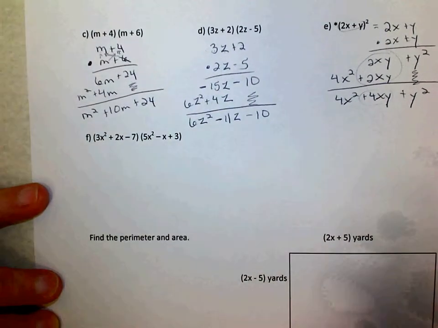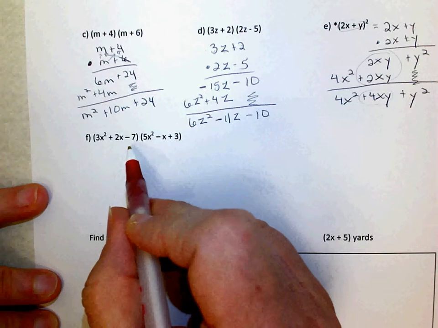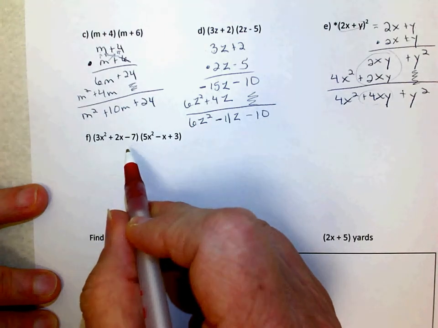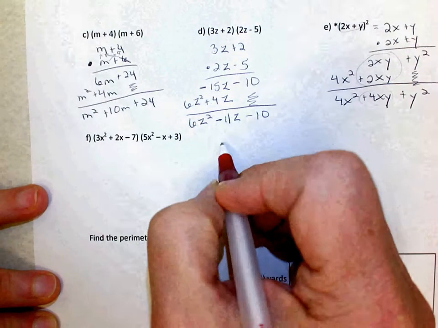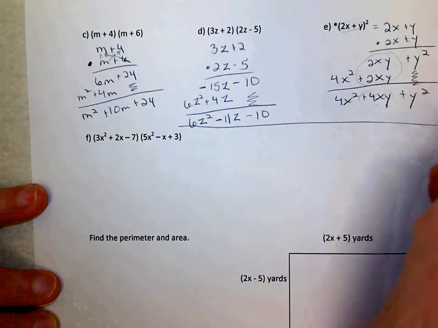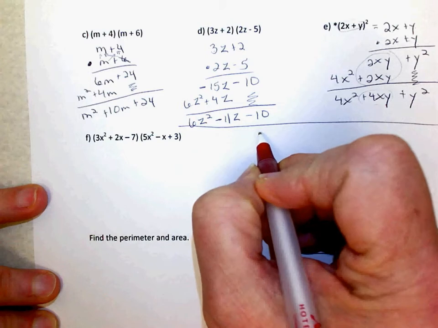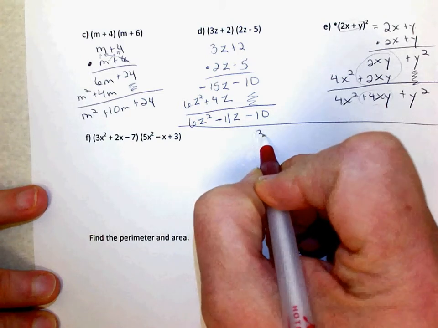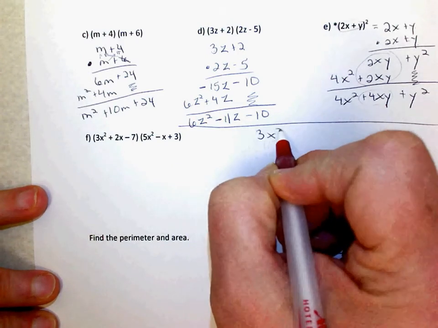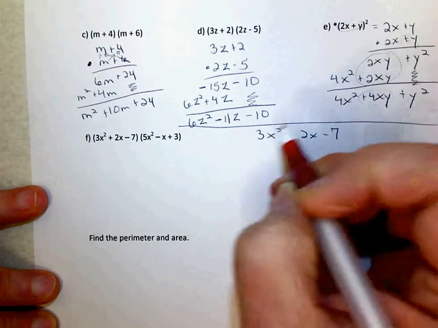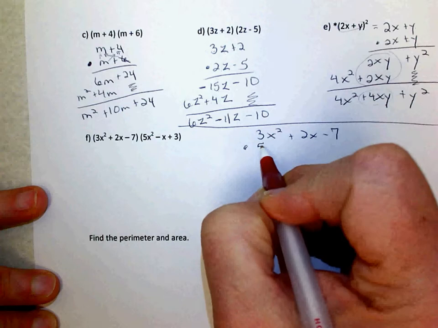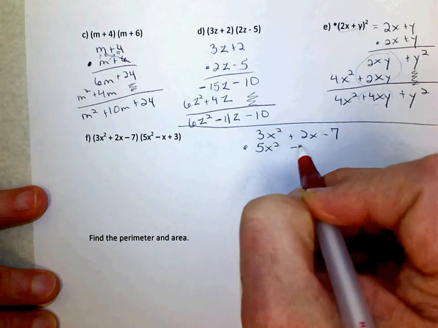Now, when you've got a problem like this, and this one is a horrible, horrible problem, you want to start kind of in the middle of your page, because this is going to be very long. 3x squared plus 2x minus 7, and I might not have left enough space. I hope I have, but I'm not sure.